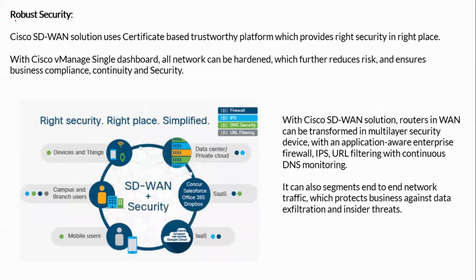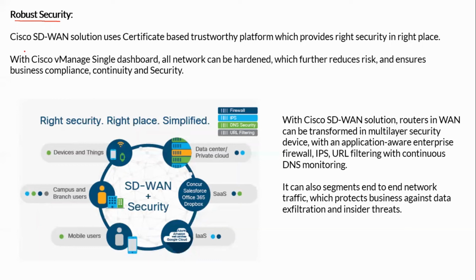Second thing, it provides robust security. Robust security means, as I said, it has an IPsec tunnel, right? So it provides deep encryption of your data. It also helps in providing firewall services. You can also use IPS, URL filtering, and DNS monitoring. So all those security features which are currently available in the market, we can very much use and integrate with our SD-WAN solution, right?